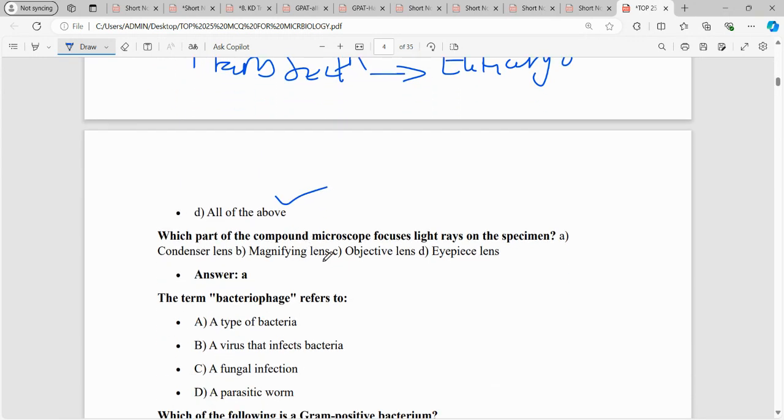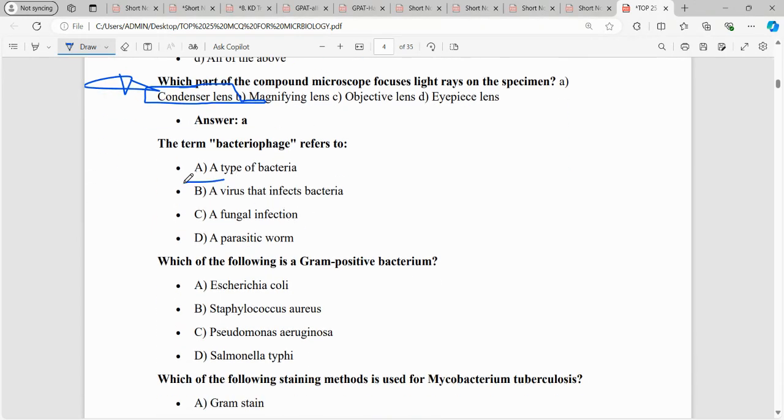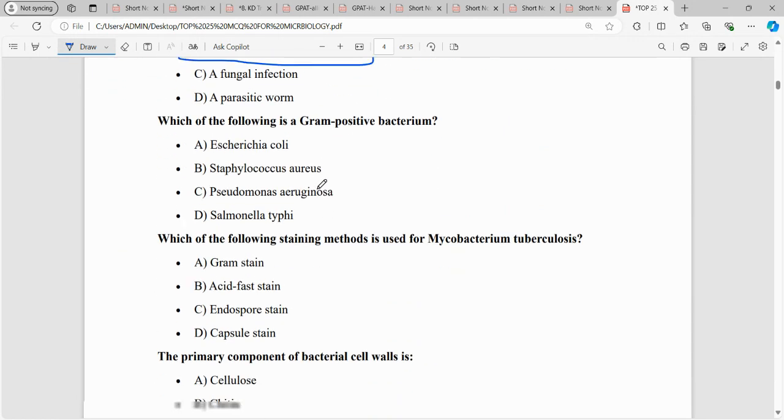Then, which of the following in a microscope is useful for focusing the light on the specimen? So the right answer is the condenser lens. In a condenser lens, the light rays focus on the specimen. You have different magnification power, resolving power, right? Limit of resolution. So you have different magnification power lenses. So 10x, 40x, 100x, where 100x is the cedar wood oil immersion lens. Then the term bacteriophage refers to a virus that can infect a bacteria.